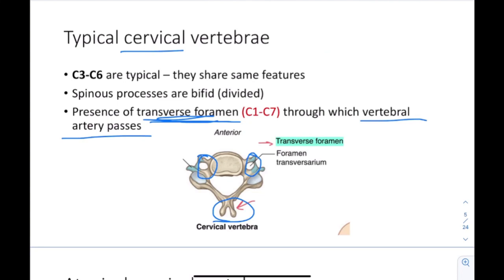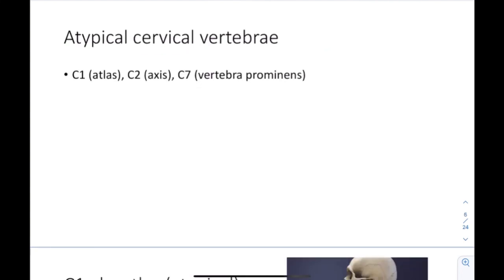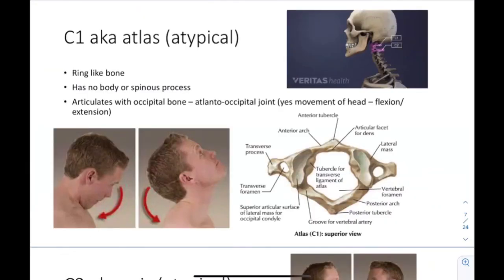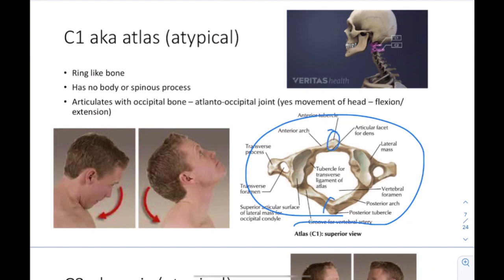But before that, we're going to talk about the atypical cervical vertebrae, which include C1, called the atlas, C2, called the axis, and C7, called vertebra prominens. Okay, so let's first talk about the atlas. So it's right here. This is the atlas. As you can see, it has no body. It looks kind of like a ring, and it also has no process. It just has an anterior tubercle and a posterior tubercle.